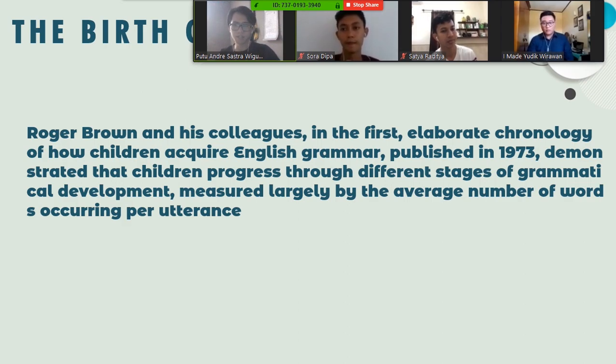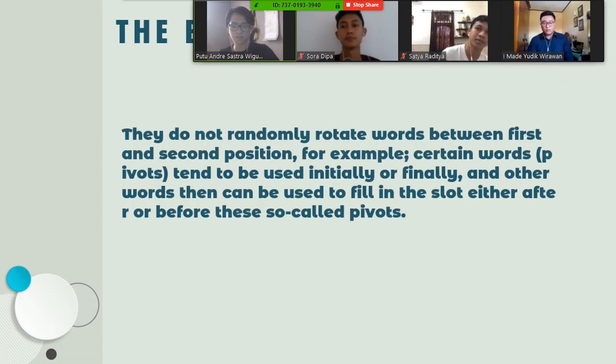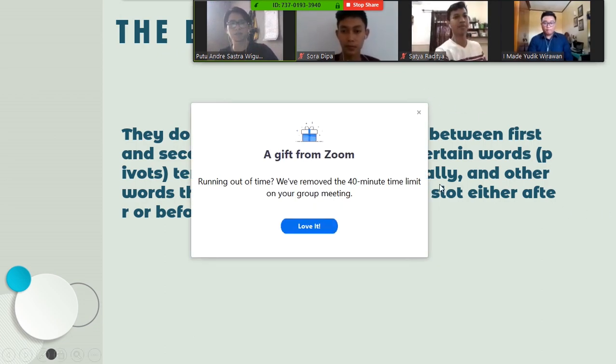The many studies conducted of the early two-word stage reveal that even within this limitation, children demonstrate a surprising amount of grammatical precision. They don't randomly rotate words between first and second positions. For example, certain words, pivots, tend to be used initially or finally, and other words can be used to fill in the slot either after or before the so-called pivots. So that's all about my material. The last explanation will be continued by Satya.